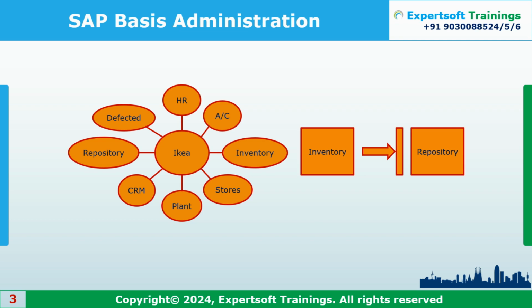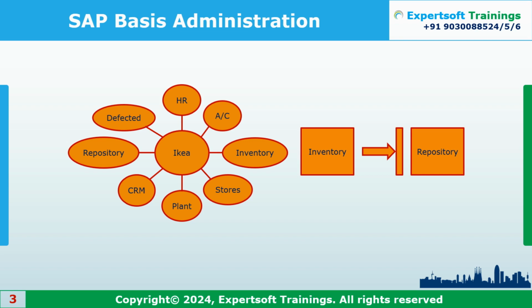So what could be the typical departments in any industry? Right now we are taking the example of IKEA. What could be the different departments operating inside this business unit? It could be inventory, accounting, HR, plant, repository. One department for dealing with defective items, and one department for customer relationship management. I'm not saying these are the total departments, but these are the typical departments which can be operational in any business unit, and it is being managed centrally.